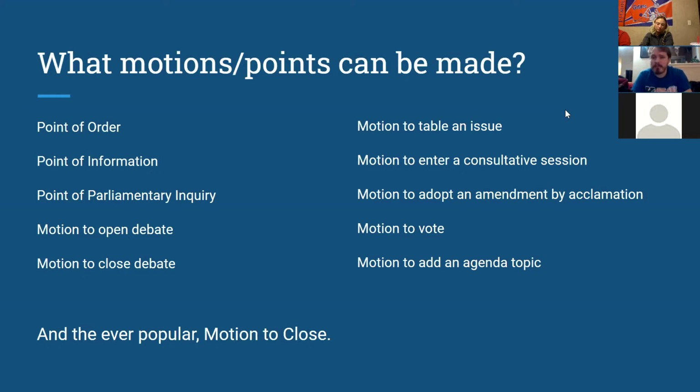A motion to table an issue puts off whatever topic is at hand until a later time. This will most likely not be used during district conventions, or really likely not at national convention either, because time is such a constraint. We really need to get through every issue that's brought up as quickly and as effectively as possible.